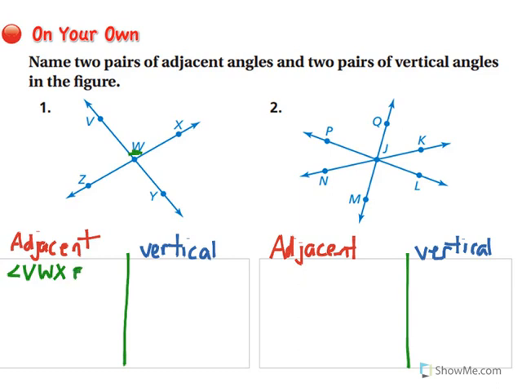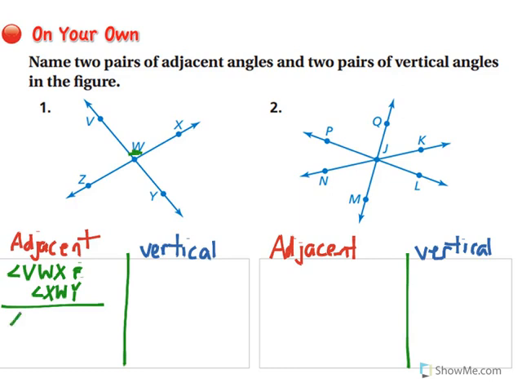And it goes with angle, you could either say the one right here or the one right here. Either one of those work. I'm going to go to the one with the right. So it goes with angle XWY. Although you could have done VWZ, it would have been just fine.